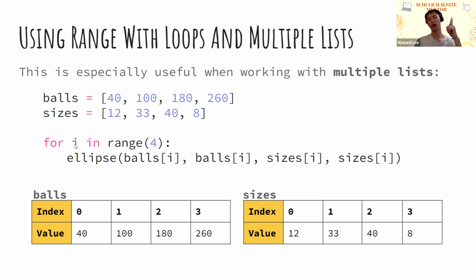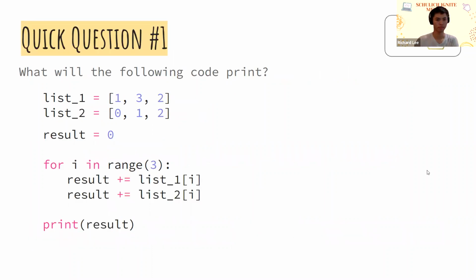Next up, when i is equal to 1, that means we're going to take balls of i. That's going to be balls of 1. That's going to be 100 pixels to the right. And we're going to set it to a size of 33 on here. Next up, 180, which has a size of 40. Then 260, which has a size of 8. And you have a really cool way to line up multiple lists, sandwiching them together.